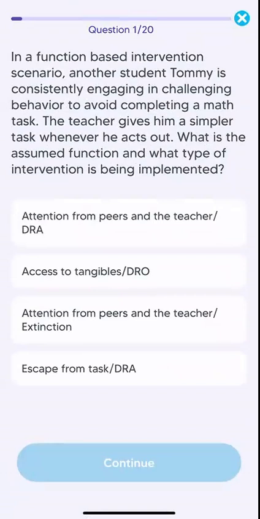In the function-based intervention scenario, another student, Tommy, is consistently engaging in challenging behavior to avoid completing a maths test. The teacher gives him a simpler task whenever he acts out. What is the assumed function and what type of intervention is being implemented? Attention from peers and the teacher, DRA; access to tangible, DRO; attention from peers and the teacher, extinction; escape from the task, DRA.